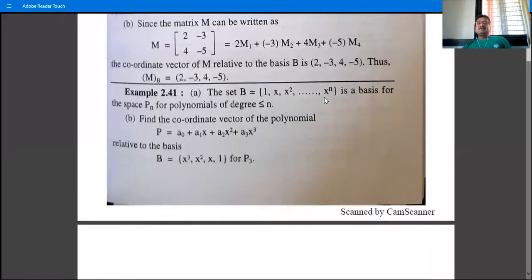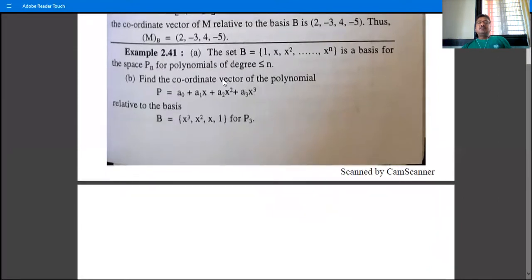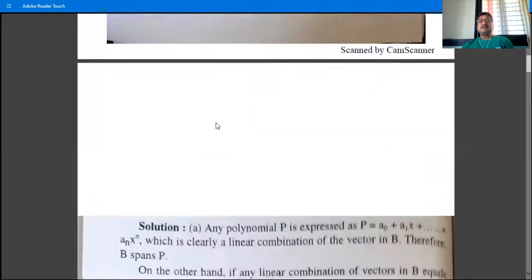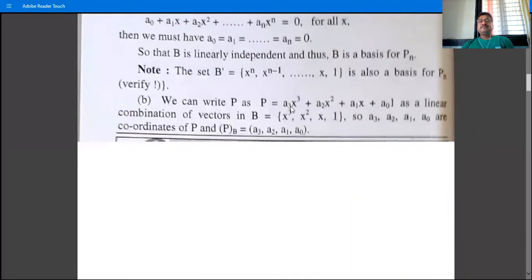So this is the basis 1, x, x square, up to x raised to n, which is the basis for the space Pn, the set of all polynomials of degree less than or equal to n. Then find the coordinate vector. This is the first question, and its answer is given. We have to find the coordinate vector of this polynomial relative to this basis, that is, we have to express this p as a linear combination of x cube, x square, x and 1. So see the answer: p is a3 x cube plus a2 x square plus a1 x plus a0.